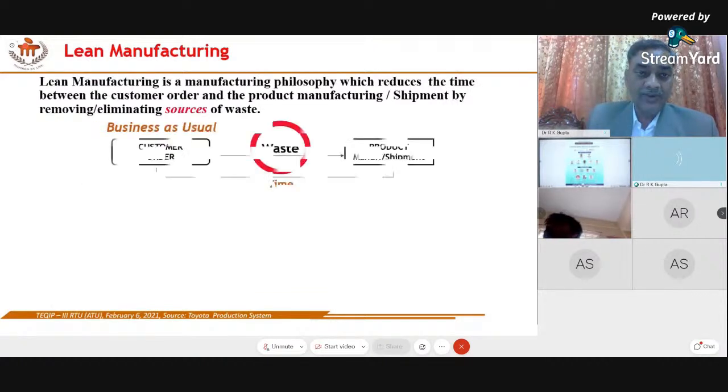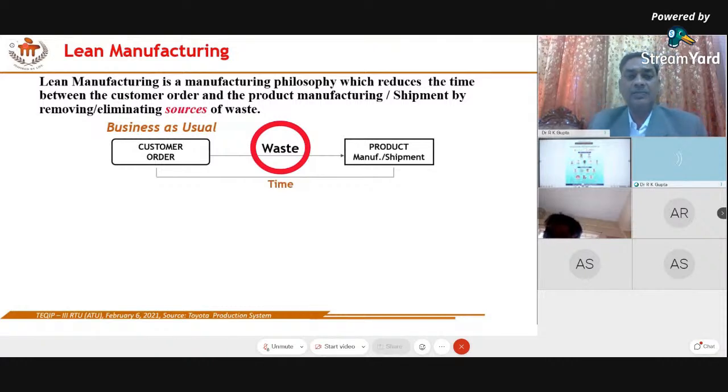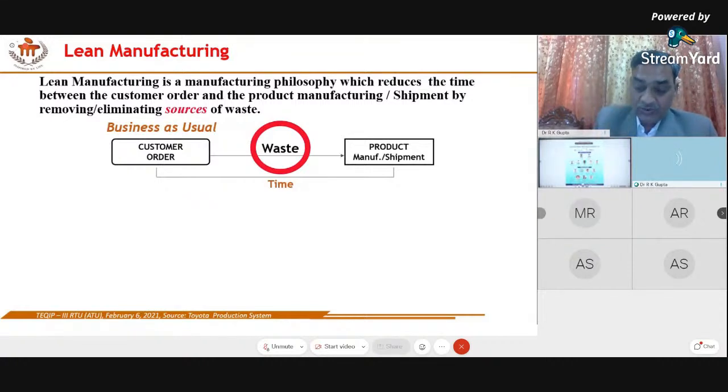Then, if we define lean manufacturing, it is a philosophy which reduces the time between the customer's order and the product manufacturing shipment by removing and eliminating sources of waste. If you look at business as usual, the traditional manufacturing, we receive the order from the customer, the product is manufactured and shipped to the customer. Between these two activities, receiving the order and shipping to the customer, whatever time is taken includes the waste, because we have not eliminated the waste.